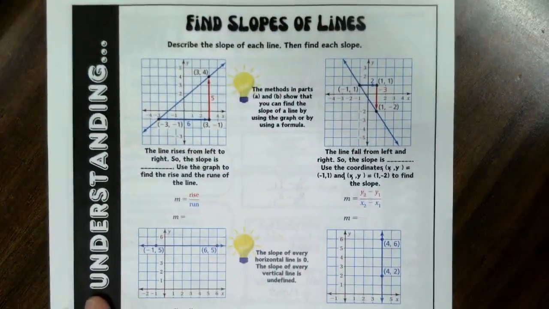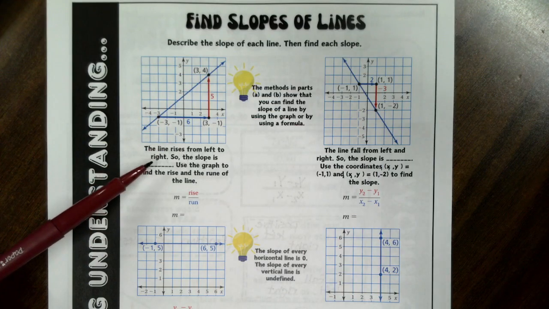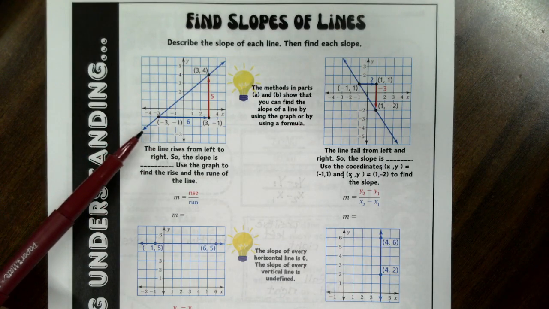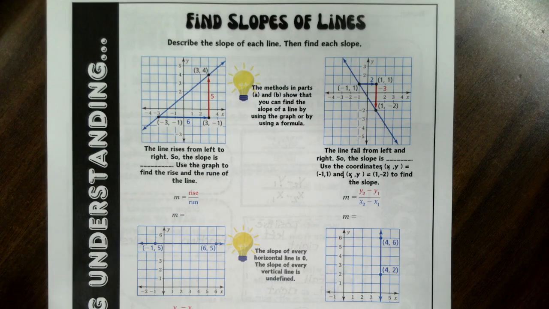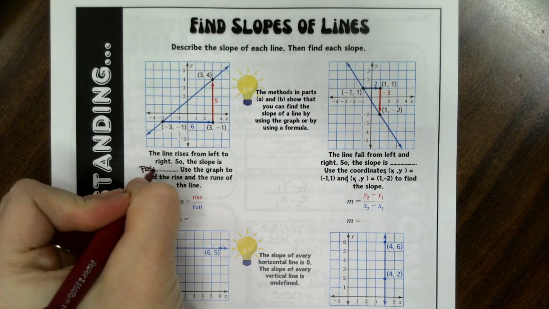Okay. So to find slopes of the line, you're going to describe the slope of each line, then find each slope. So there's two different ways that we can do that. So we're going to look at this side first. So we know that the line rises from left to right, so the slope is positive, right? So let's put positive here.